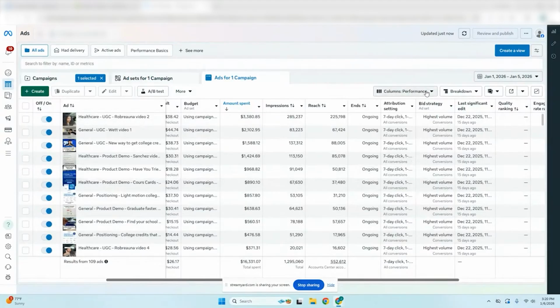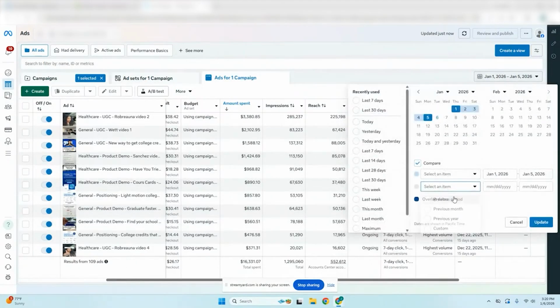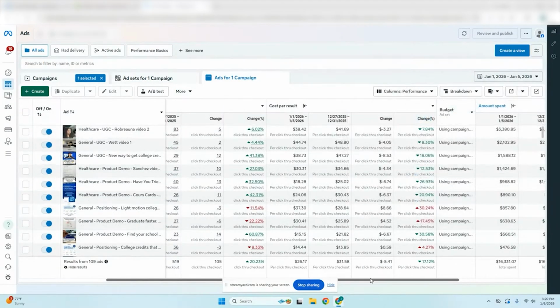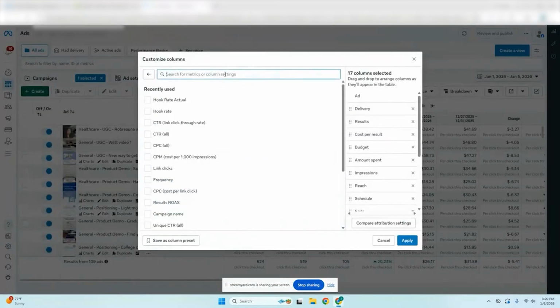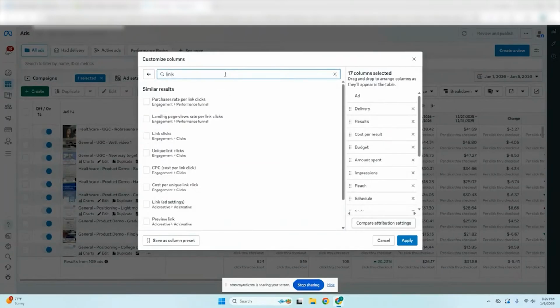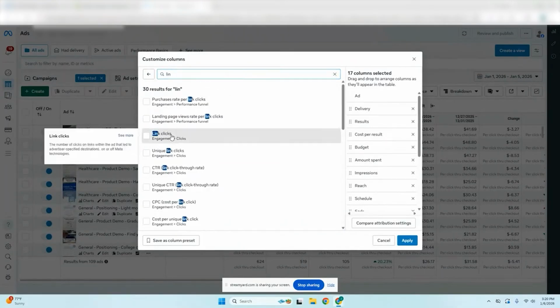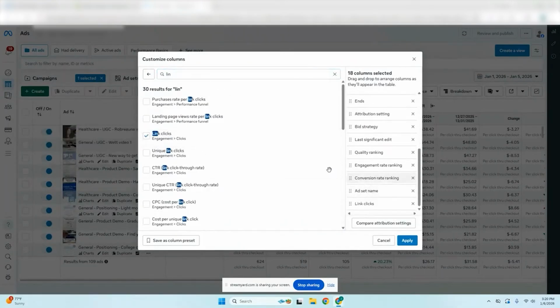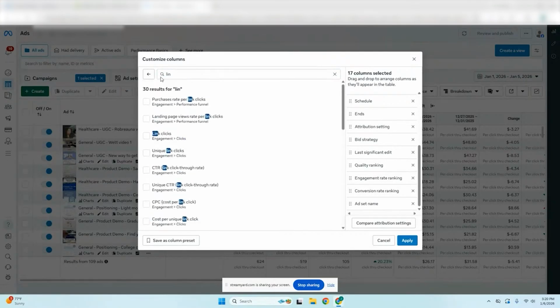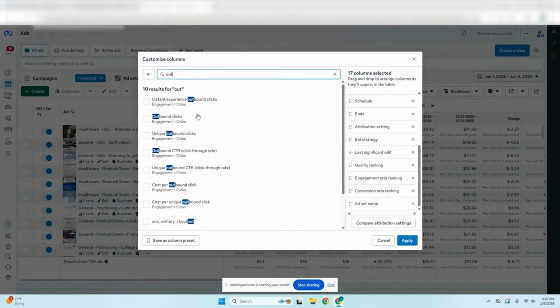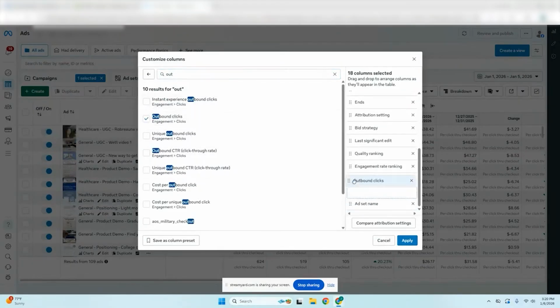Come on. And do my comparisons. There we go. And then we're going to add a couple columns. We're actually going to do link clicks. Let's see. Let's do outbound clicks. We'll bring it up here.